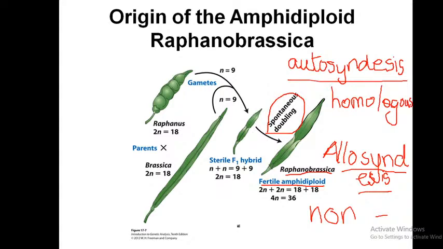Then autopolyploidy is of less significance because it does not add new genes. Autopolyploidy in plants is rare and does not have much significance. Auto means self: gametes are produced from the same plant. In autopolyploidy, new genetic combinations do not arise.